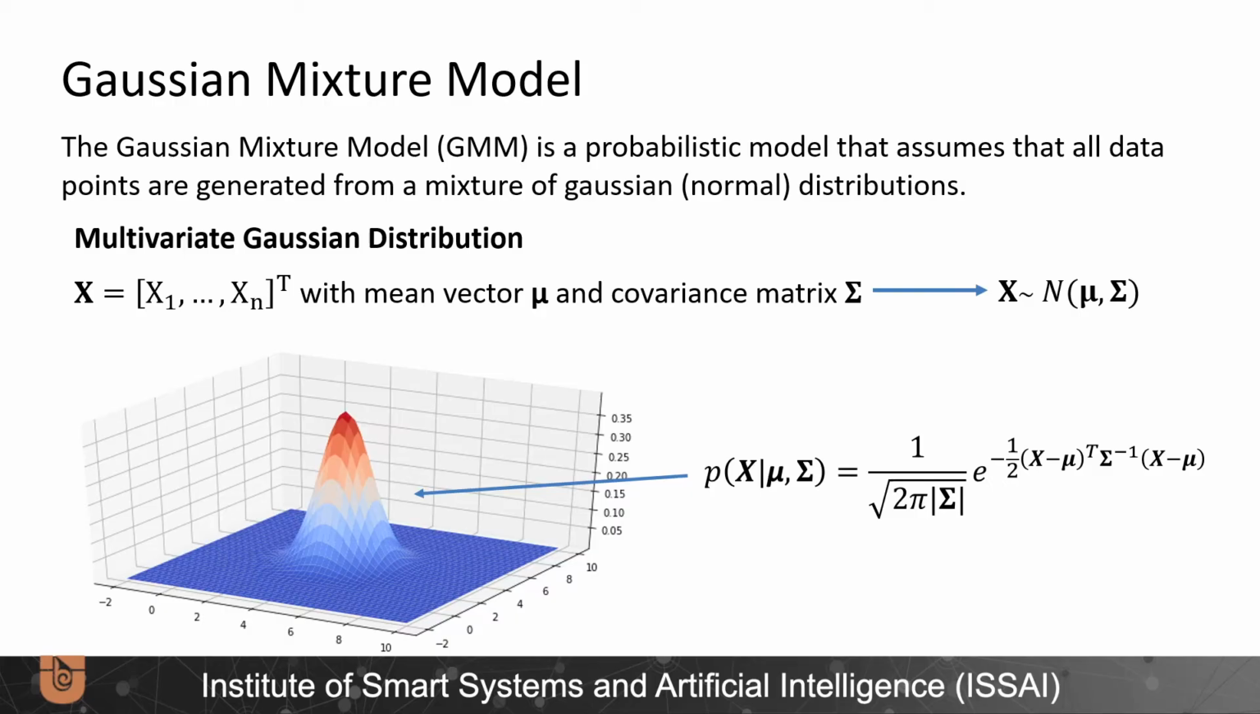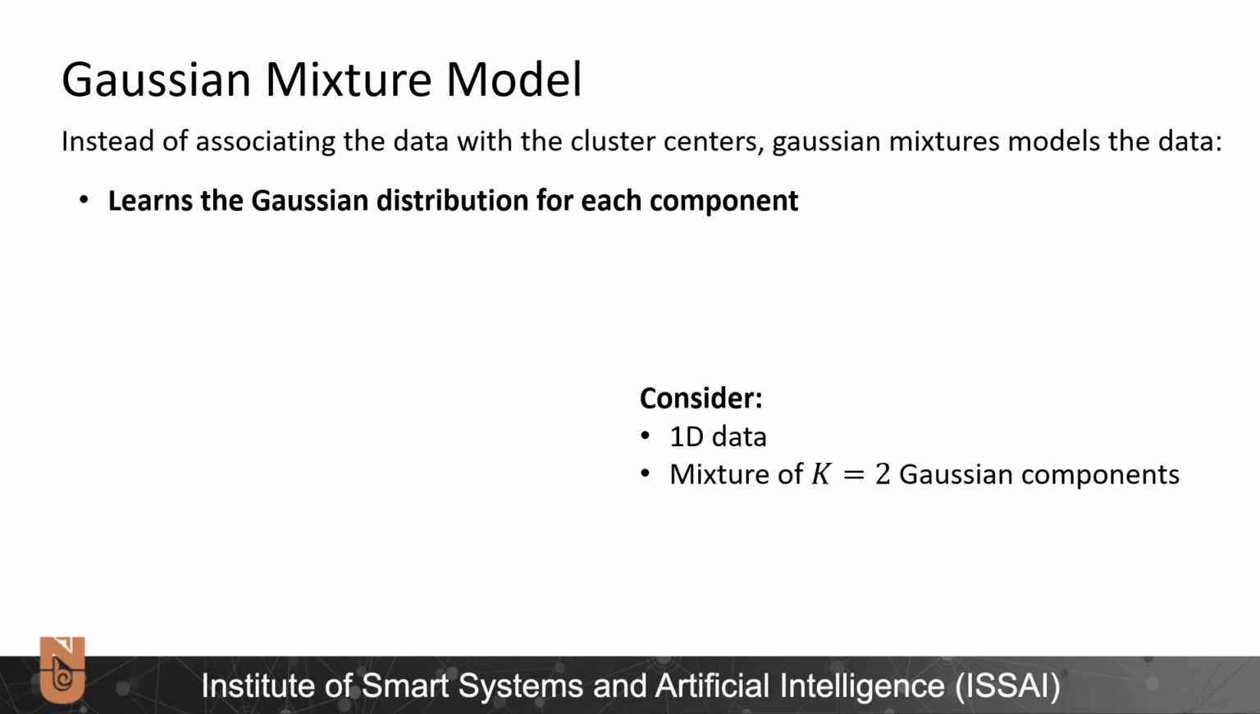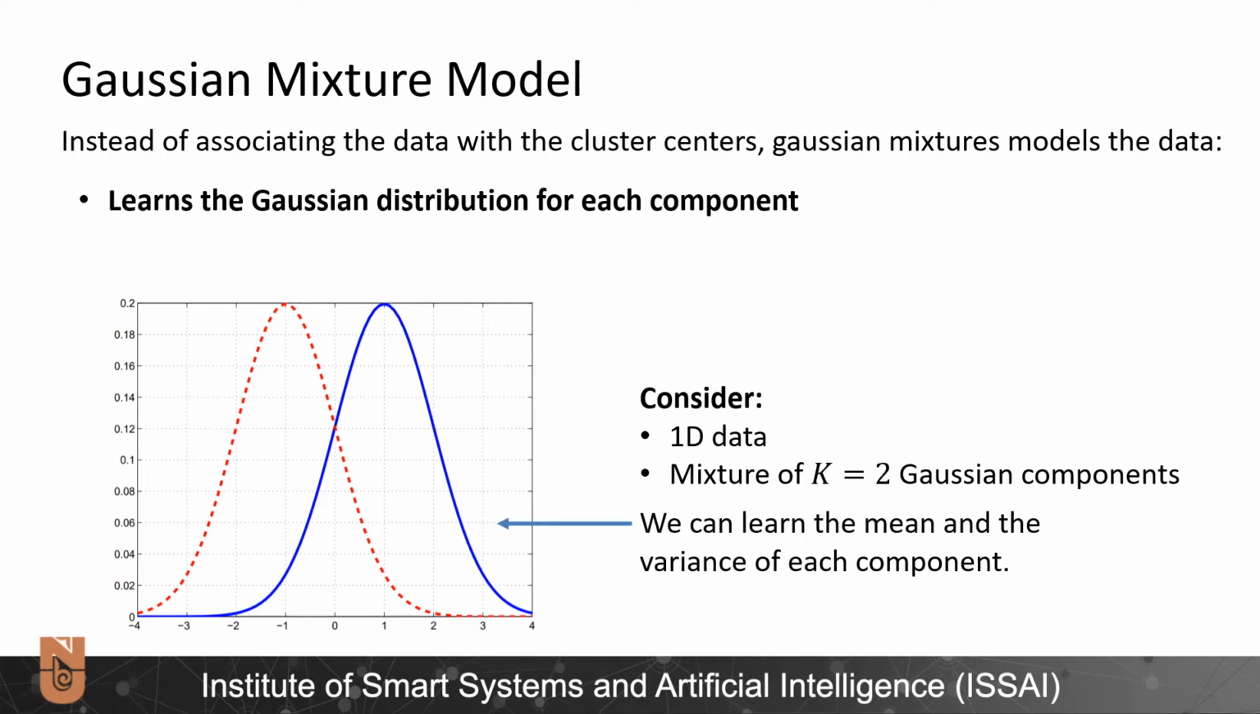Now, suppose x is a vector. Then we will have a multivariate Gaussian distribution with mean vector mu and covariance matrix sigma. So instead of associating the data with the cluster centers, as done in k-means, Gaussian mixture models the data by learning the distribution for each component. Consider one-dimensional data, where we would like to learn the distribution of two Gaussian components. So with Gaussian mixture models, given unlabeled data, we can learn the mean and the variance of each component. Let's say we will learn distributions as plotted on the graph. Learning the distribution means that we will find the optimal values of mean and variance of each component.